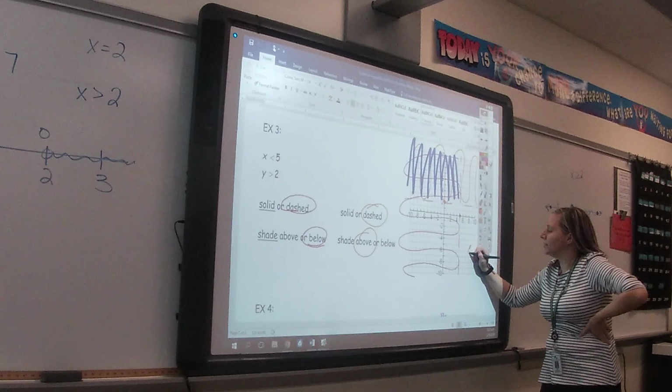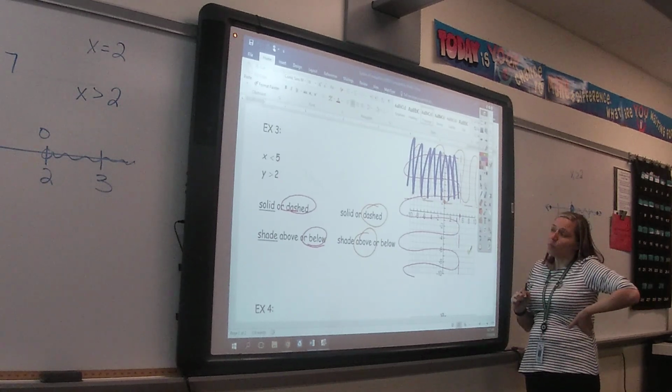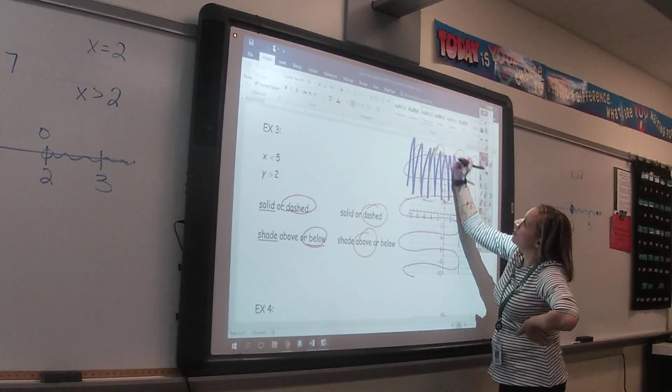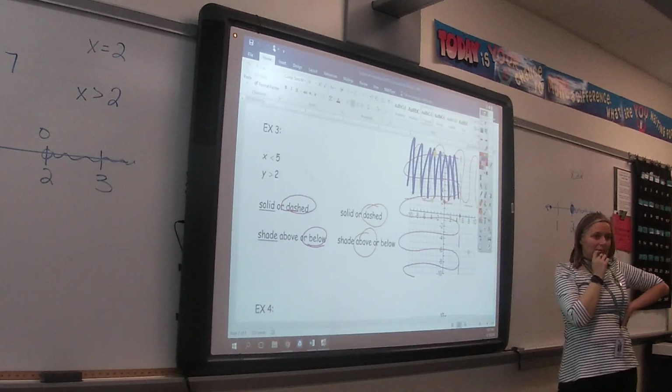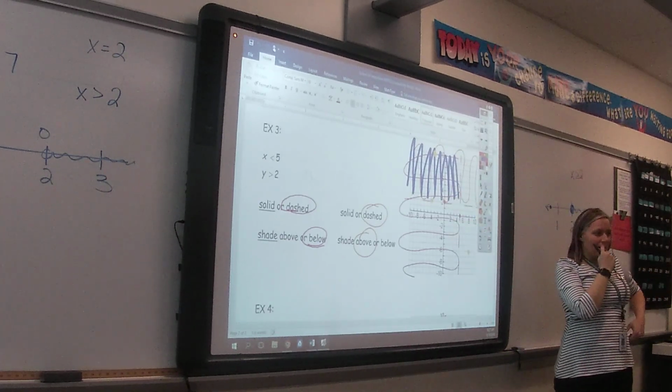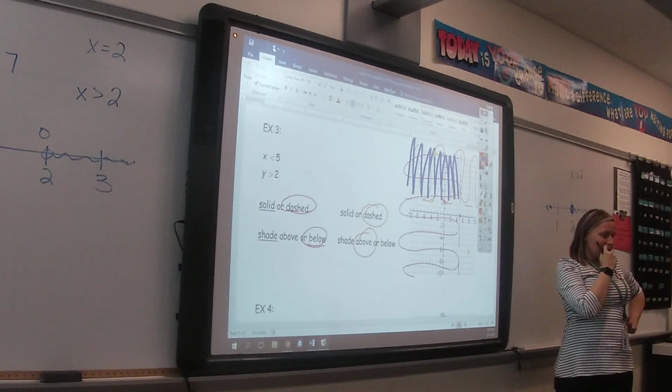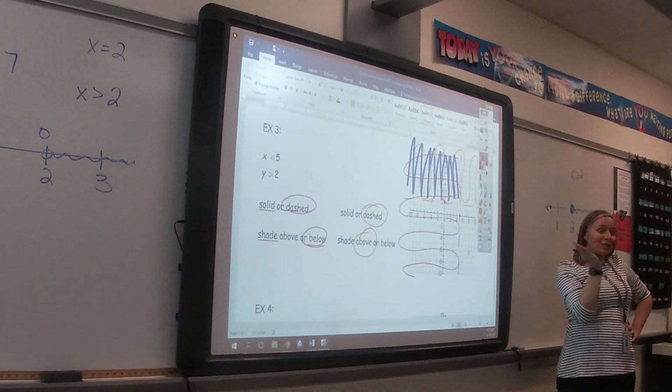Is this a solution? No. Is this a solution? Yes. Is this a solution? No. Why not? Because it's a dashed line.